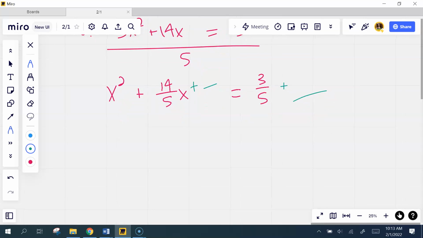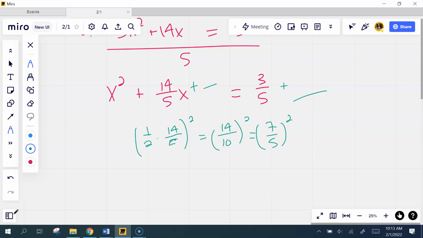Instead of dividing 14/5 by 2, I'm going to multiply it by a half. No wonder y'all didn't like this one. And I'm going to square it. I get 14 over 10, and I'm going to go and reduce that before I square. So I'm going to do (7/5) squared, 49 over 25.